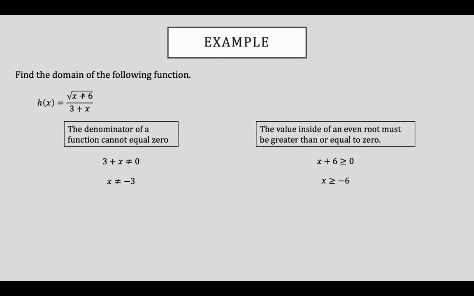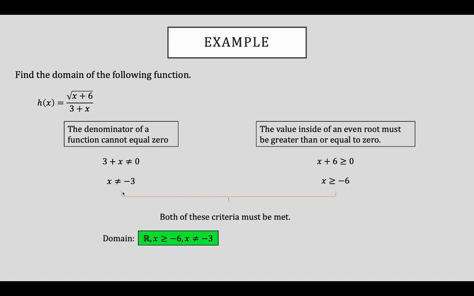Now, to find our domain, both of these criteria must be met. Okay, our values of x must be greater than or equal to negative 6, but also x cannot equal negative 3. All right. This means that our domain is going to be all real numbers x is greater than or equal to negative 6, and x does not equal negative 3.